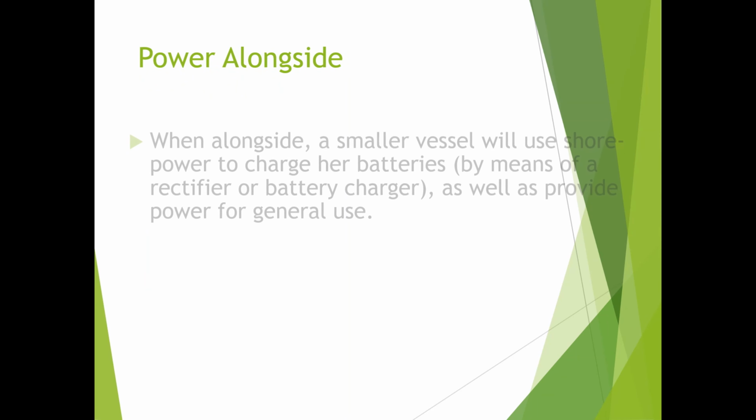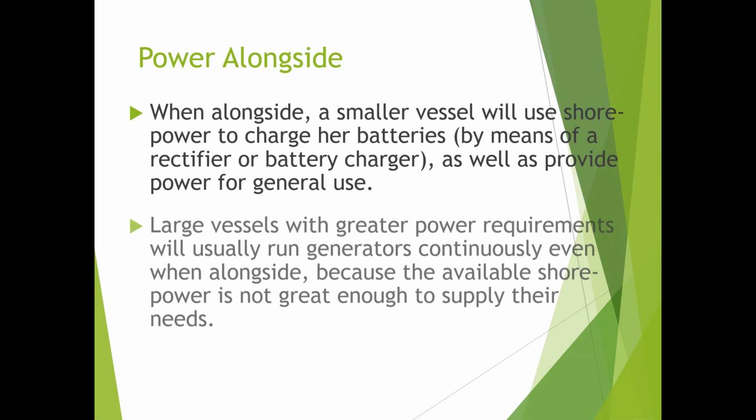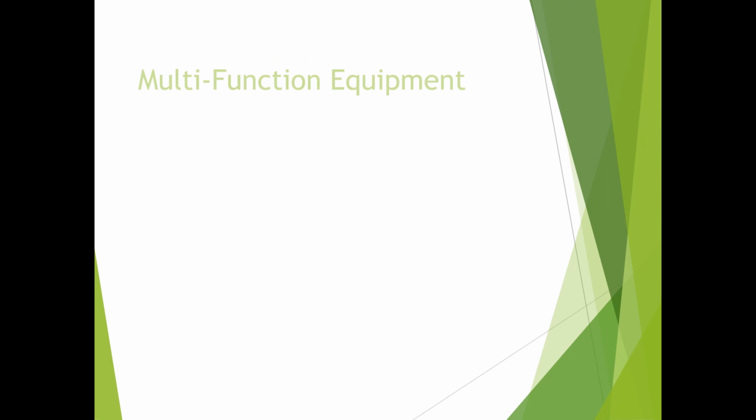Power alongside. When alongside, a smaller vessel will use shore power to charge her batteries by means of a rectifier or battery charger, as well as provide power for general use. Large vessels with greater power requirements will usually run generators continuously even when alongside, because the available shore power is not great enough to supply their needs.